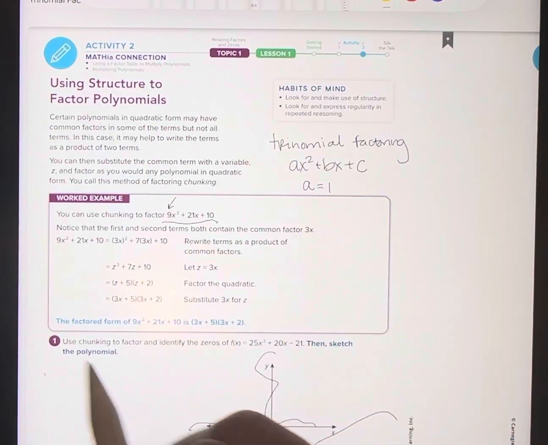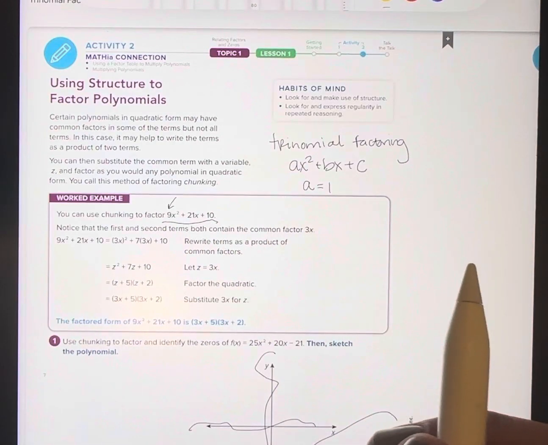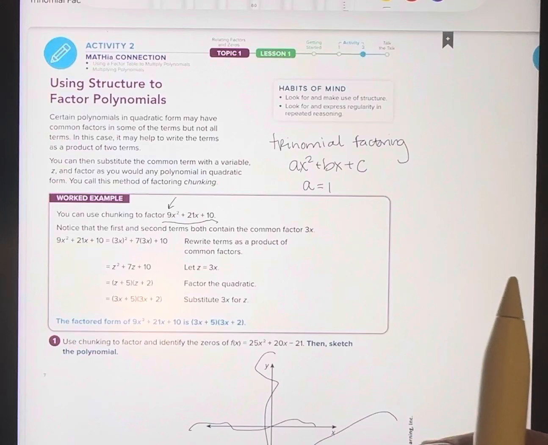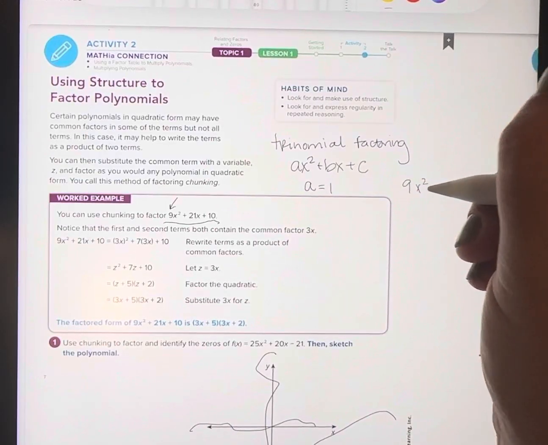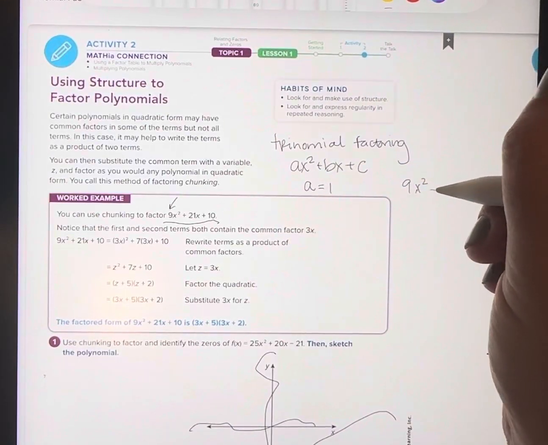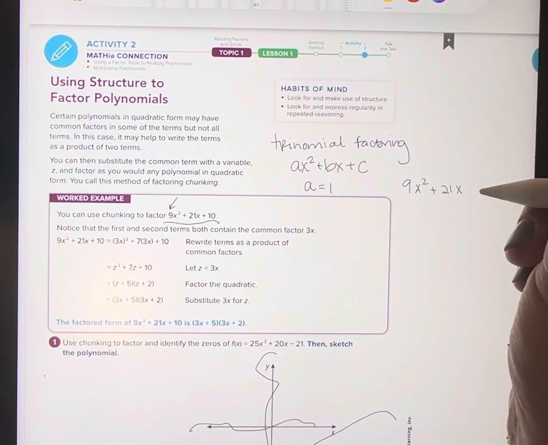And your book has its own method here, which is kind of cool that you guys can do. But I think my way is easier, so let me show you my way. Here's how I would factor 9x squared plus 21x plus 10.